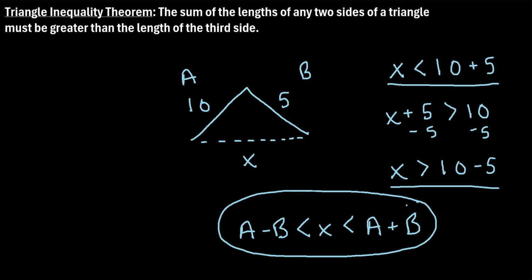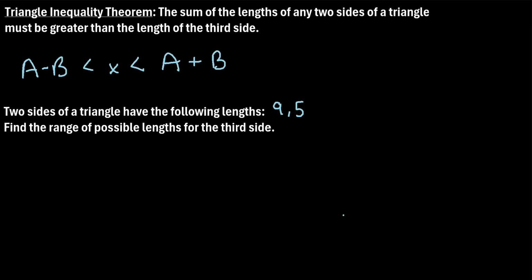So let's use this rule to work through a few problems. All right, let's check out this problem. It says two sides of a triangle have the following lengths, 9 and 5. Find the range of possible lengths for the third side. So all we have to do is use this formula that we just found. So if we call this 9 A, the larger length, and let's call the smaller length B, we can just plug these values into A and B in this formula.